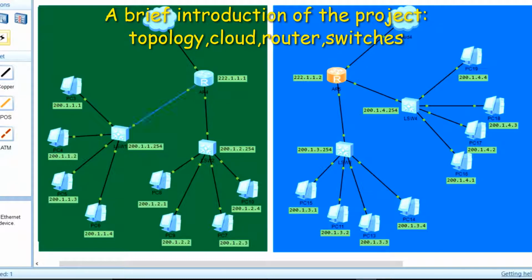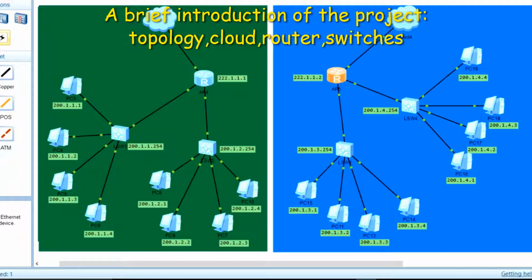Next there are two switches here. A switch is more advanced than a hub because a switch sends a message only to the device that needs it on request. It works in the second layer of the OSI model, the data link layer.